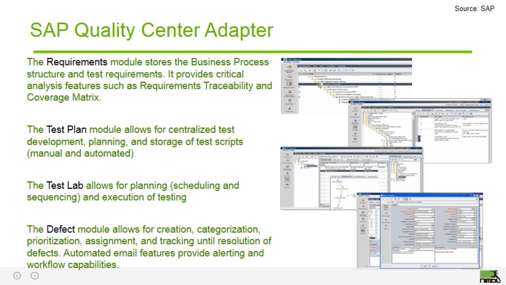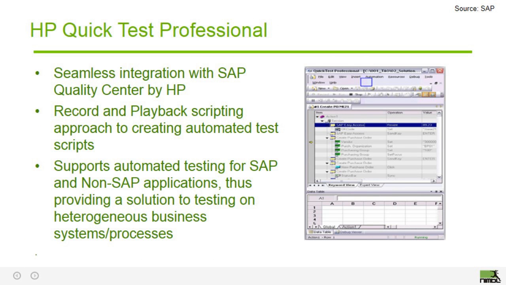So that's the Quality Center tool and the different modules within it. Now we have the Quick Test Professional tool. This is a test automation tool. It's a Generation 2 test automation tool, which integrates seamlessly with HP Quality Center, obviously because it's an HP product. And the reason I say it's a second generation test automation tool is because it's still based on the record and playback scripting approach.